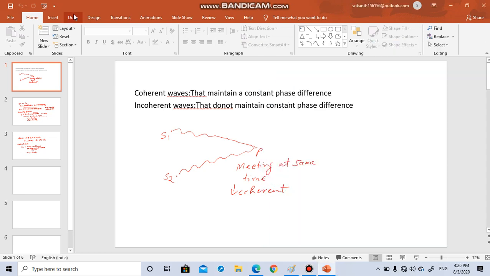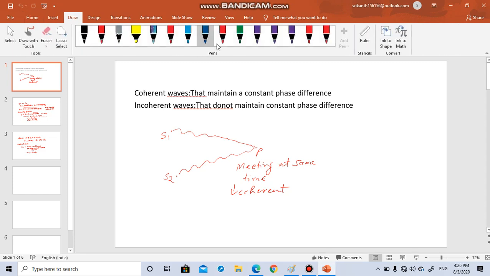So let us proceed with our discussion in wave optics. Before wave optics, we discussed some basics about waves, and we have seen the principle of superposition also. Now here we come across two types of waves: coherent waves and incoherent waves. Coherent waves maintain a constant phase difference. Incoherent waves do not maintain a constant phase difference.